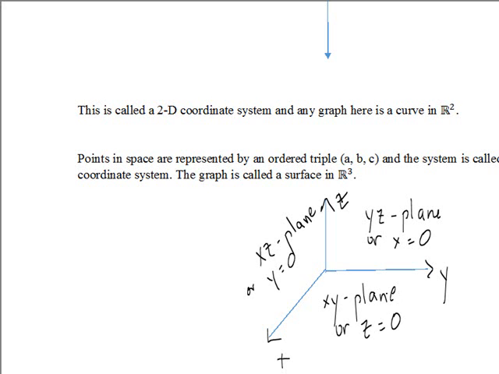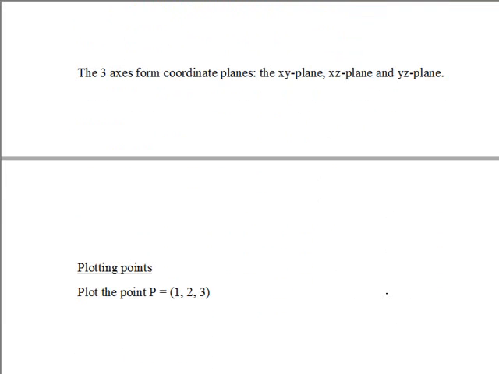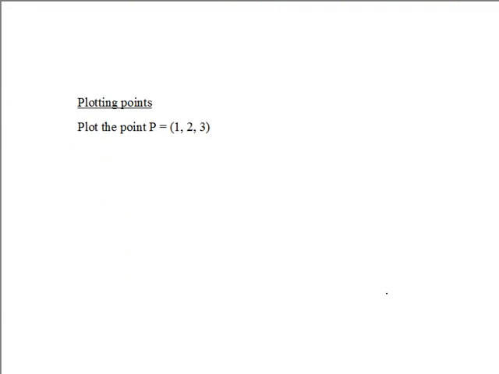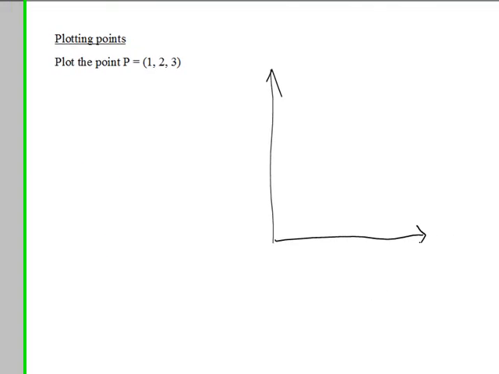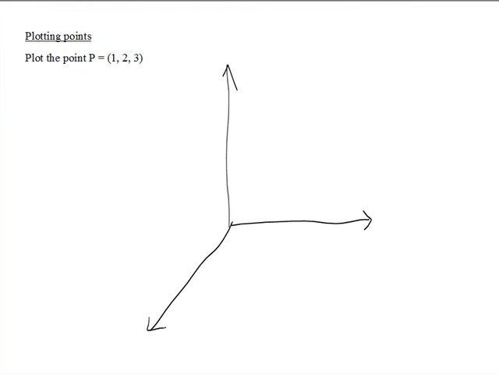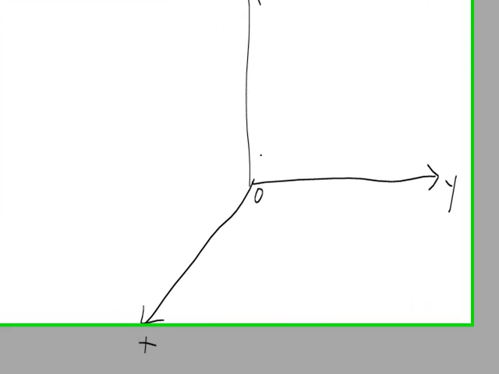Okay, so let's plot points. We all know how to plot points in the 2-dimensional coordinate system. What about the 3-dimensional coordinate system? So let's plot the point P equals (1, 2, 3). So draw your axes. So this is the z, this is the y, this is the x, and of course this is the origin, okay?